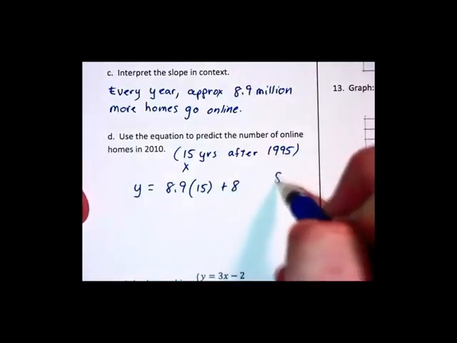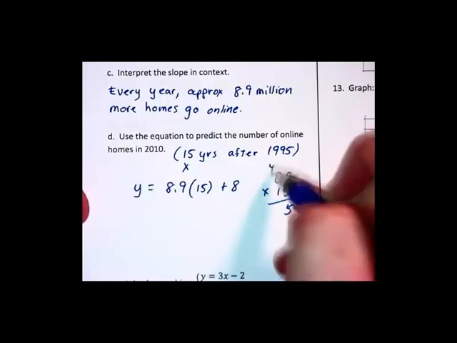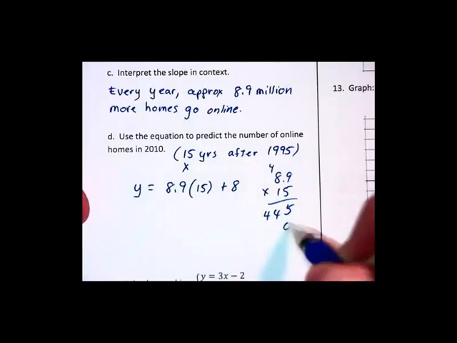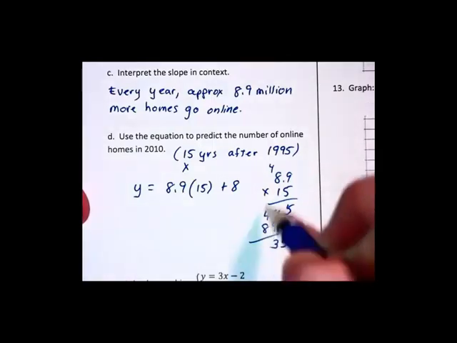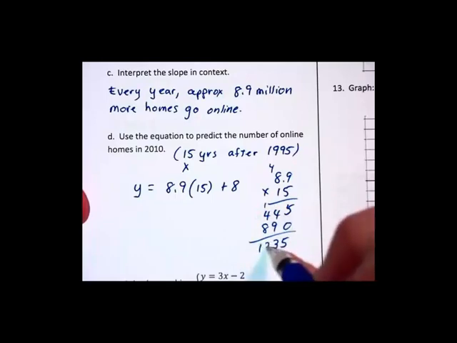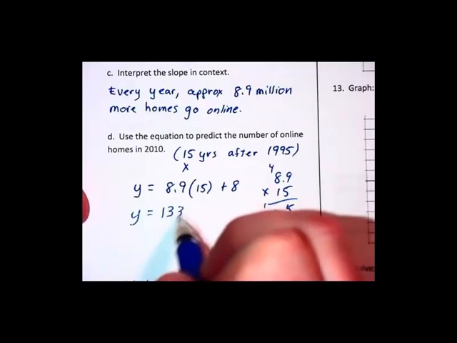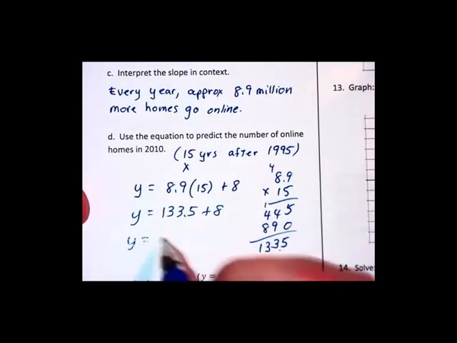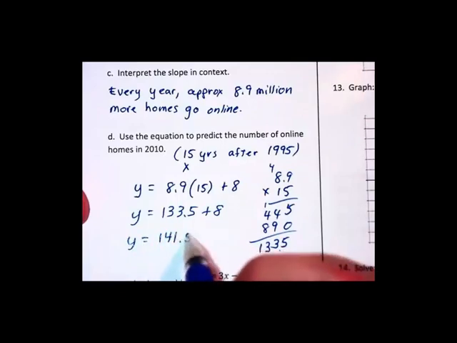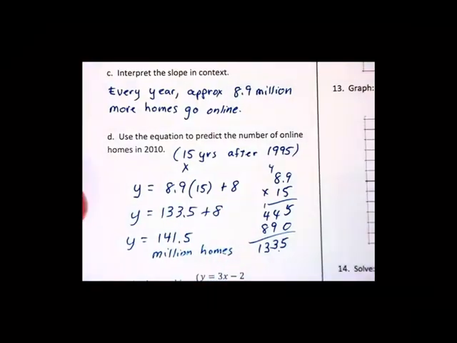Okay, 8.9 times 15, I'm going to do this really quick. 45, carry my 4, get 44, put my 0 down there, 9 and 8, 5, 13, carry the 1, 13, 133.5. So I've got 133.5 plus 8, which basically means 141.5 million homes online in the year 2010.